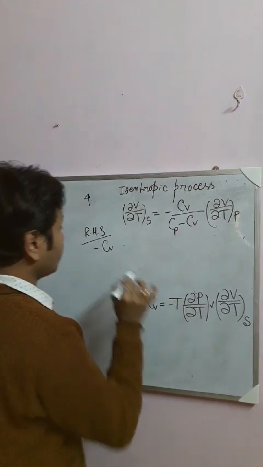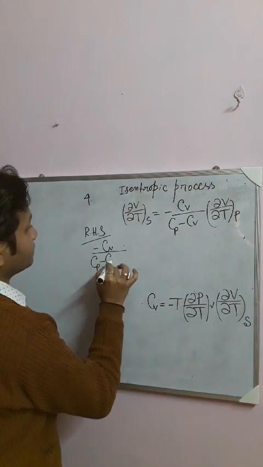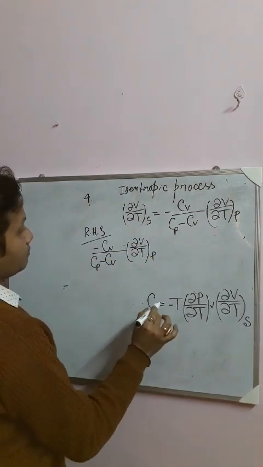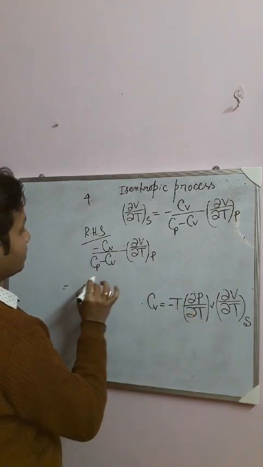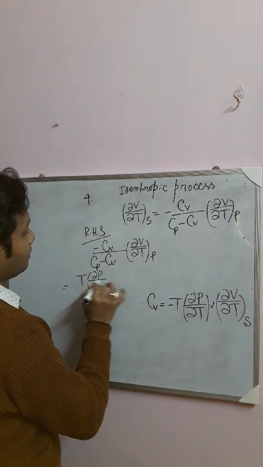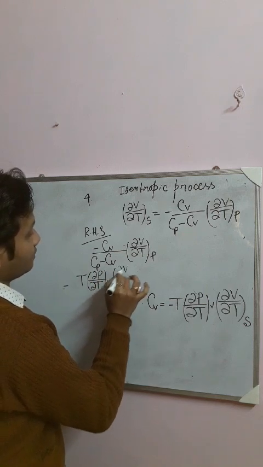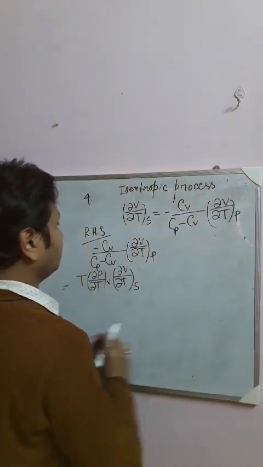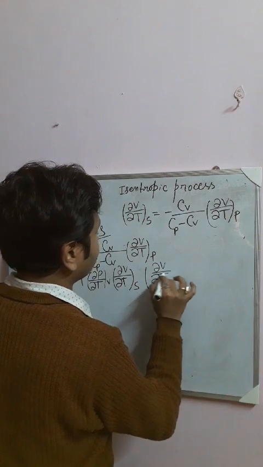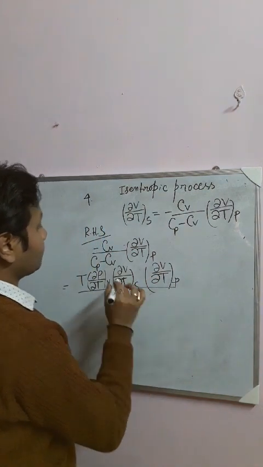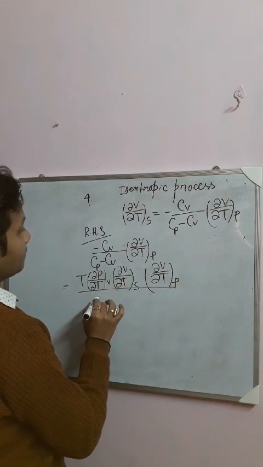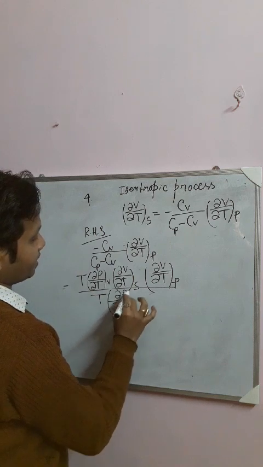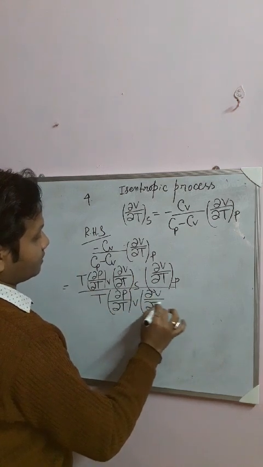Minus Cv, by Cp minus Cv into del V del T at constant pressure. Now, what is Cv? For Cv we put this: minus plus T del P del T at constant volume, del V del T S, and here we put del V del T P. Now what will be Cp? Cp minus Cv, and we all know there is a famous relation: Cp minus Cv is T into del P del T at constant V into del V del T at constant P.